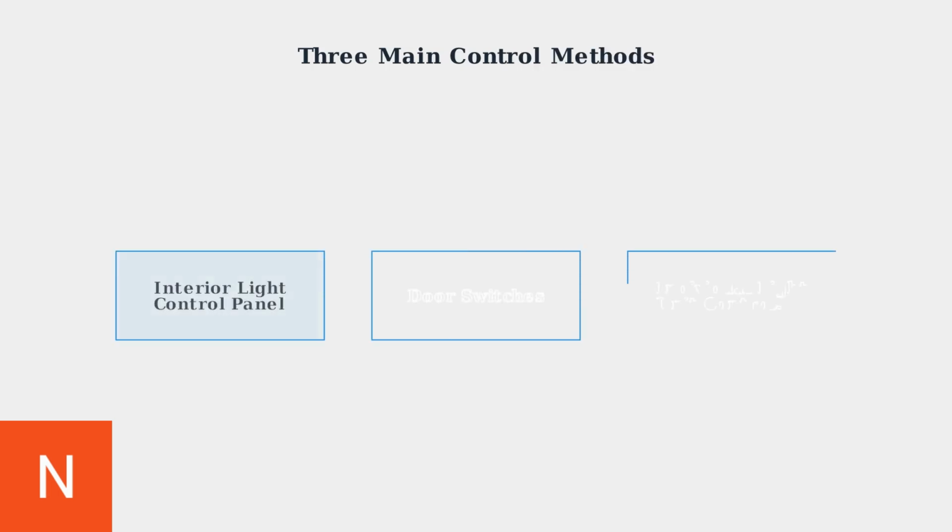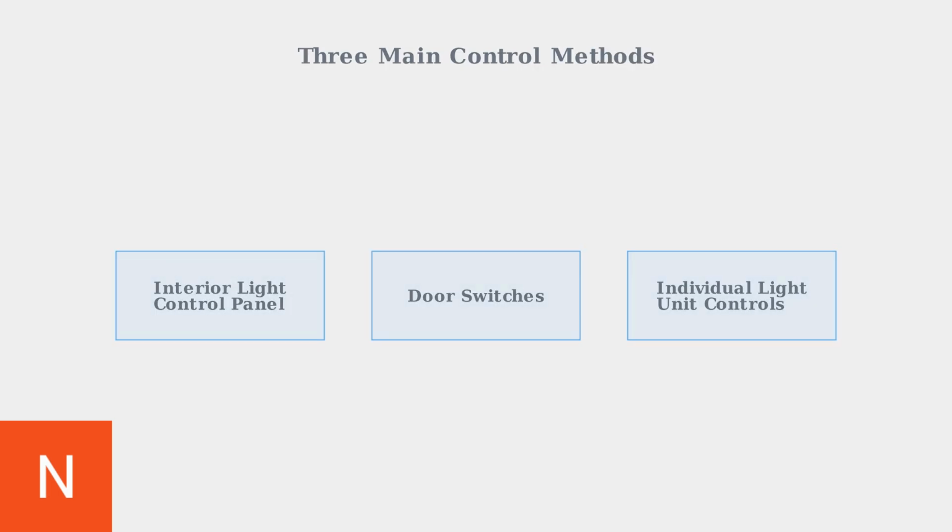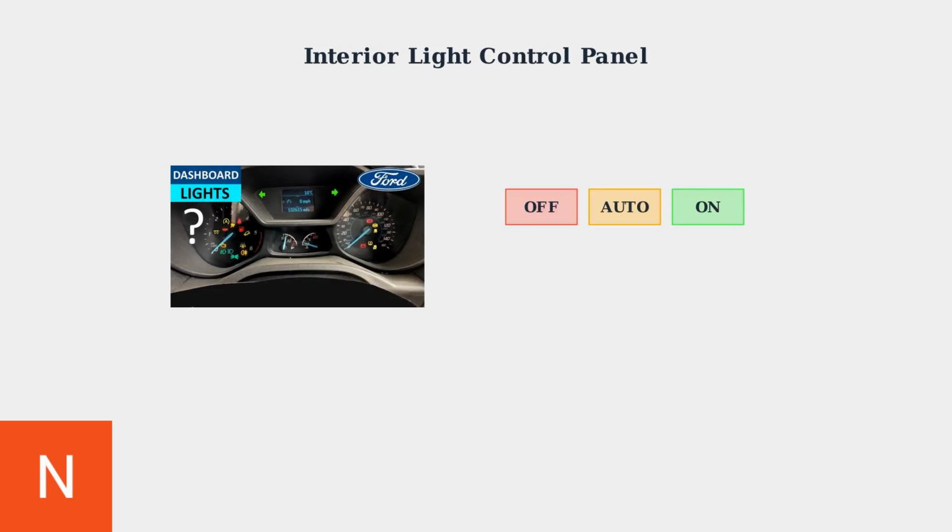Ford Transit cargo lights can be controlled through several different methods. Understanding these controls helps you manage your vehicle's lighting system effectively. There are three primary ways to control Ford Transit cargo lights: the interior light control panel, door switches, and individual light unit controls. The most straightforward method is the interior light control panel, typically located near the driver's area.